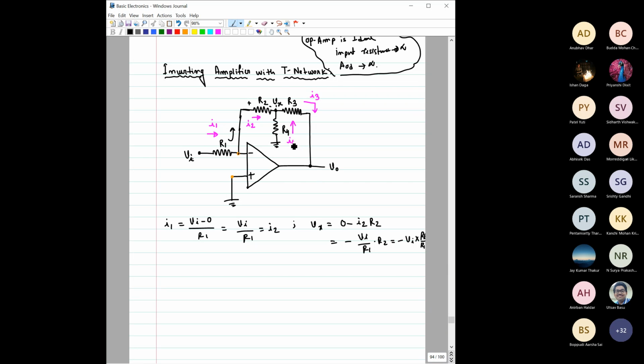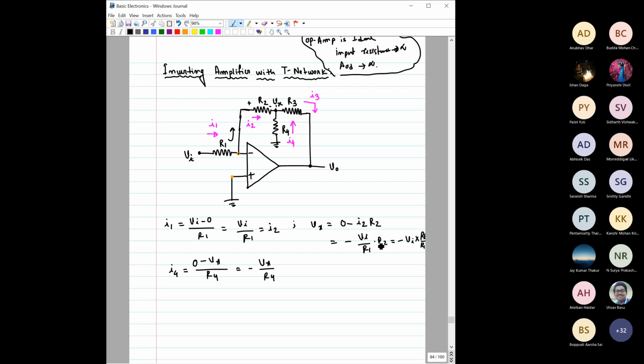Then how can we write I4? I4, if it is in this direction, then I4 we can write 0 minus Vx by R4, right? Isn't it? Yes, sir. Okay, so you should say in between something, otherwise it looks like I am only speaking. Okay, so here it is this Vx by R4.